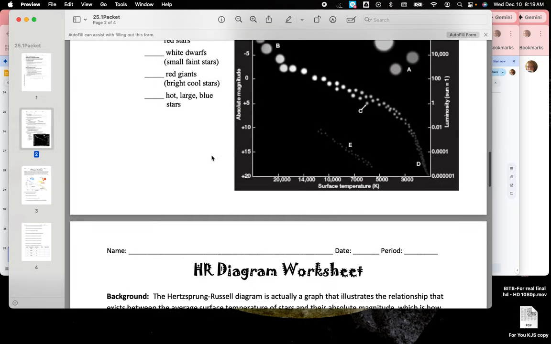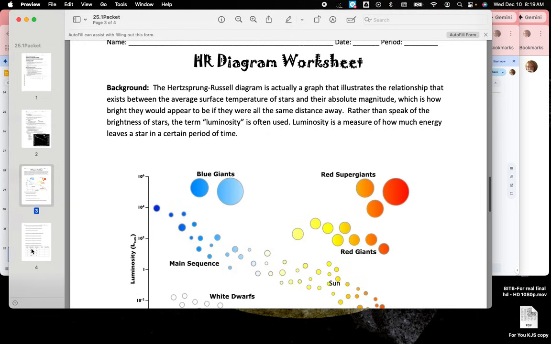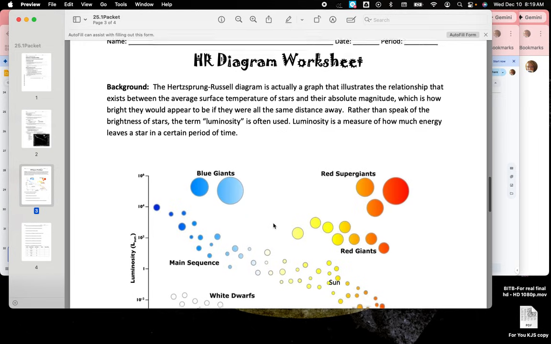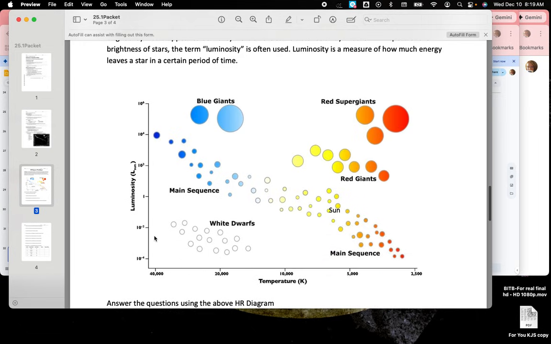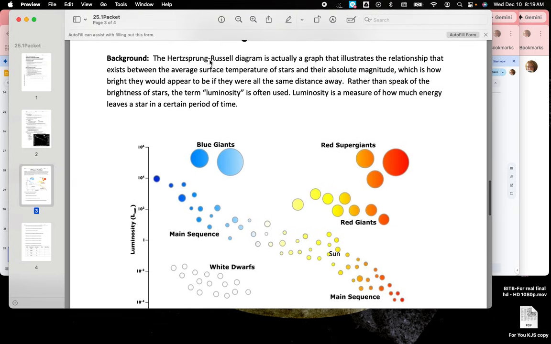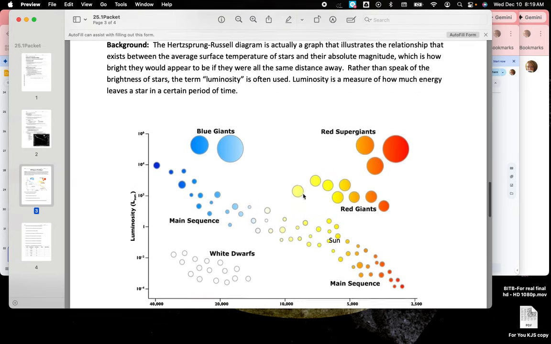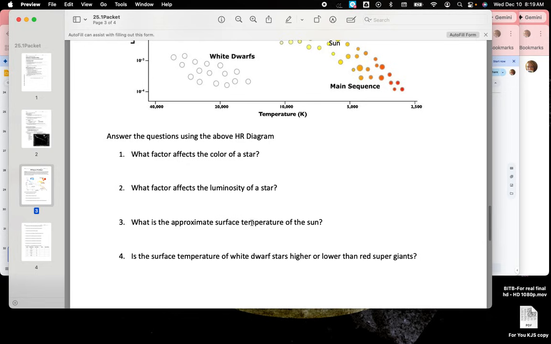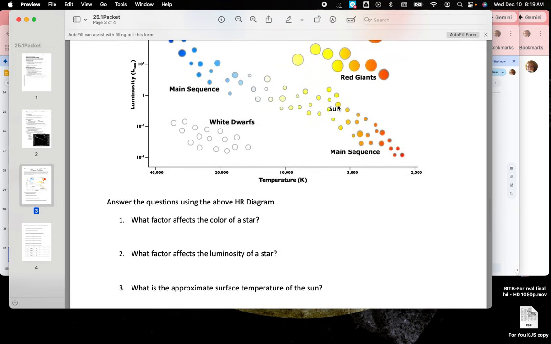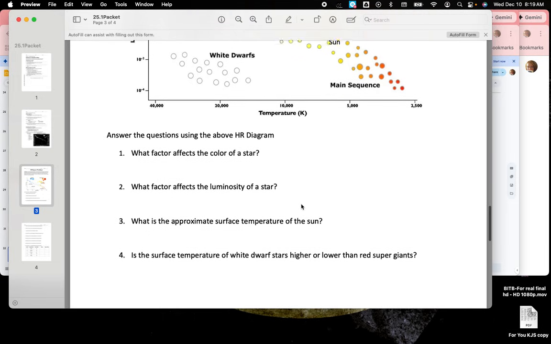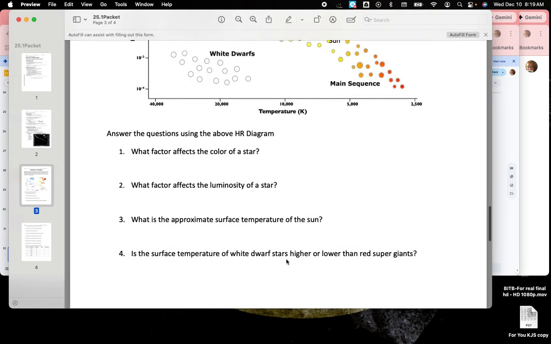But if you don't have your book, no worries, because guess what? You can do the last two pages without your book because it's about the HR diagram. So here's an HR diagram where it talks about luminosity and temperature. Make sure you read this paragraph because I think the first two questions are found in that first paragraph. Number 3 says, what's the approximate surface temperature of the sun? So you would find the sun, and then here's temperature. You would just draw a straight line down and say roughly 6,000 K. Number 4, is the surface temperature of white dwarf stars higher or lower than your red supergiants?